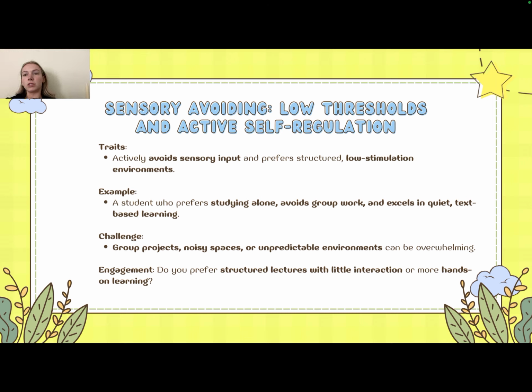The last quadrant is sensory avoiding. They have a low sensory threshold and actively seek self-regulation. So they avoid sensory input and prefer structured, low stimulation environments. This might look like a student who prefers studying alone, avoids group work, and excels in quiet text-based learning. A challenge for them might be group projects, noisy spaces, or unpredictable environments. Typically, there is a library floor or learning area for these types of students because it is common.